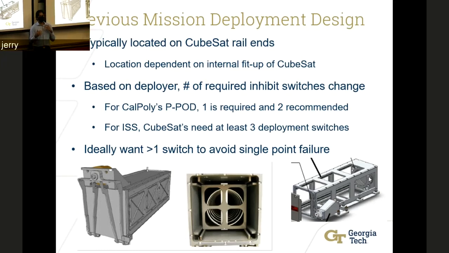Based on the deployer, there's an interesting decision on the number of inhibit switches that you want to use. Some deployers, like Cal Poly's P-Pod, only 1 inhibit switch is required, but they recommend 2. But for other deployers, like for the ISS, the CubeSats need at least 3 deployment switches. This is to have double point failure. And it's an interesting decision, because if you only have 1 inhibit switch, an issue that could arise is that as you're launching, due to rattling, your switch could no longer be depressed, and then all of a sudden your circuit is closed and your components run unlike what you would intend.